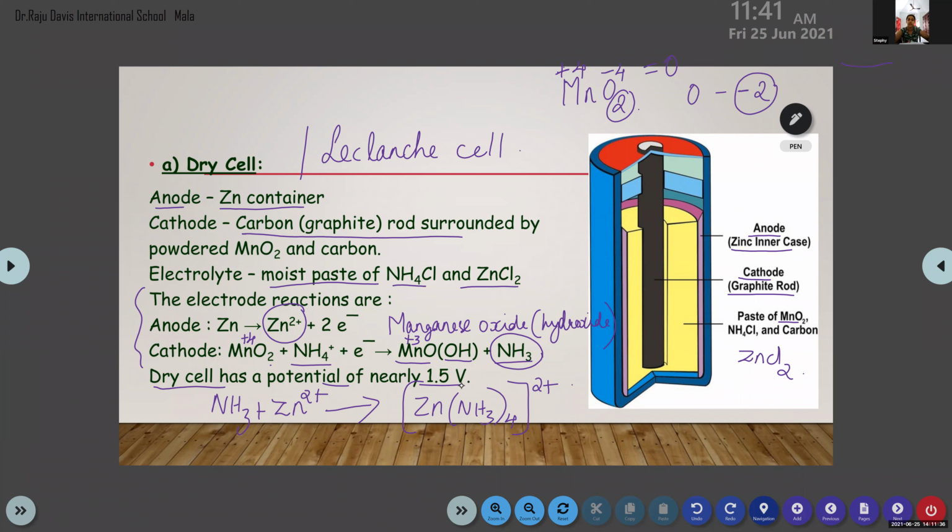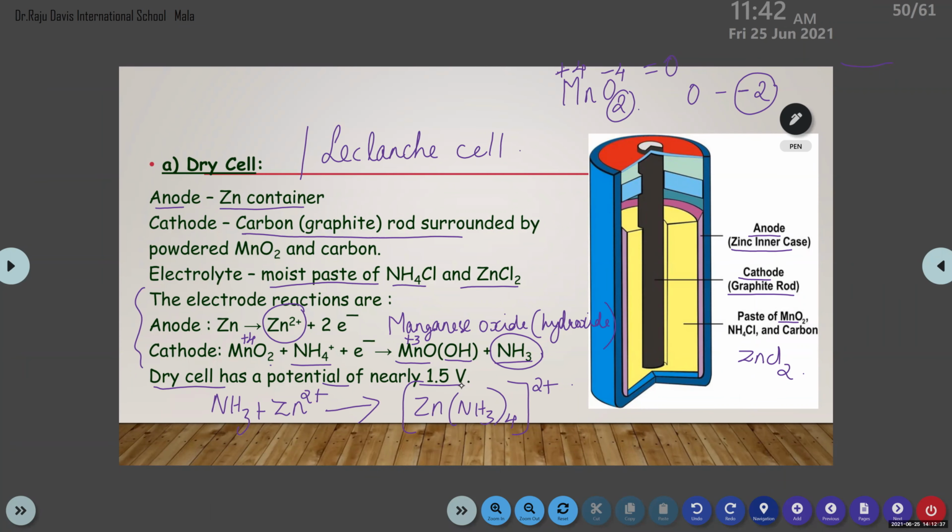In the case of the dry cell or Leclanché cell, the anode is the zinc container. The zinc inner case acts as the anode. And the cathode is a carbon graphite rod at the middle, surrounded by powdered manganese oxide and carbon. The electrolyte is a moist paste of ammonium chloride and zinc chloride. Then the electrode reactions: at the anode, zinc is oxidized to Zn2+, and at the cathode, manganese oxide reacts with ammonium ions and accepts one electron to form manganese oxide hydroxide and ammonia. This ammonia reacts with the zinc ions to form the zinc ammonia complex, Zn(NH3)4 2+. The dry cell has a potential of nearly 1.5 volt.